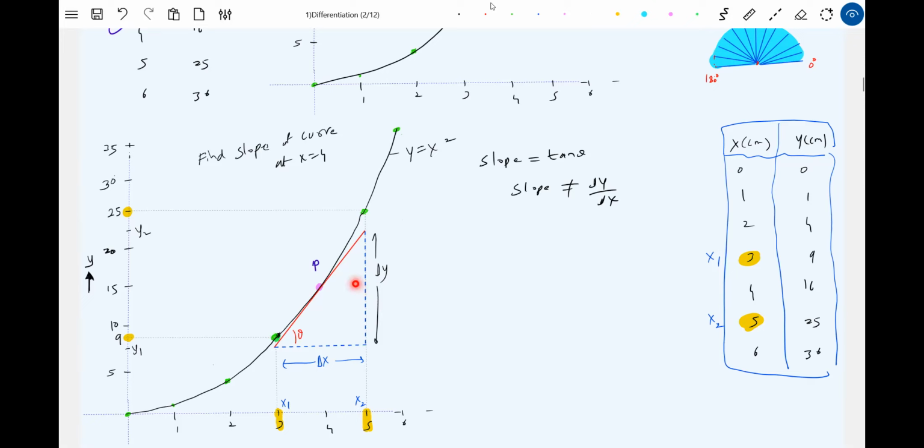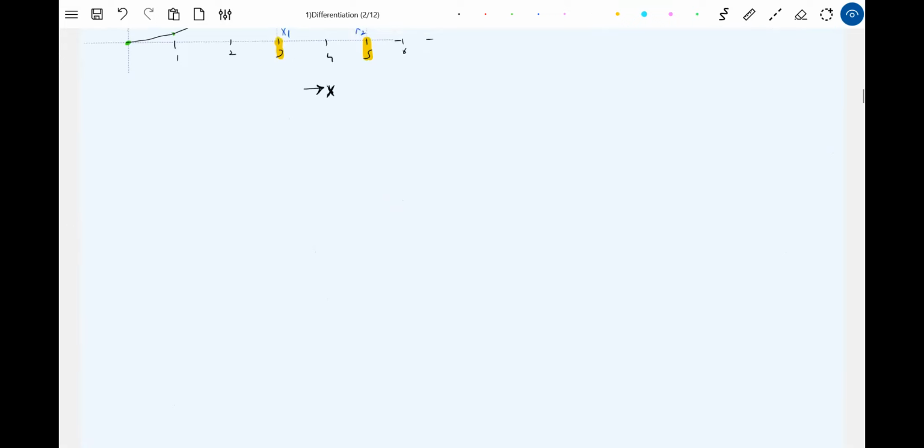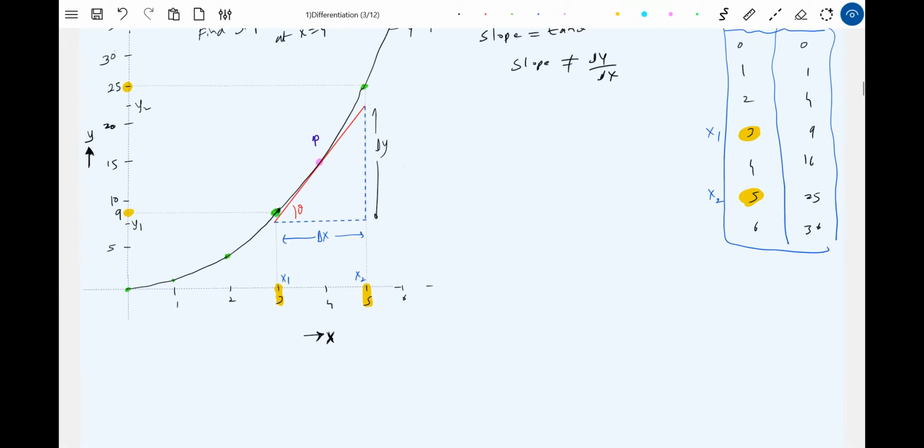What went wrong? For a curve, the slope is not delta y by delta x, because at different points, at different values of x, the slope is different. So while slope is equal to delta y by delta x for a straight line, for a curve it will be different at different points. So then what should I do? Here we are going to introduce the idea of calculus.